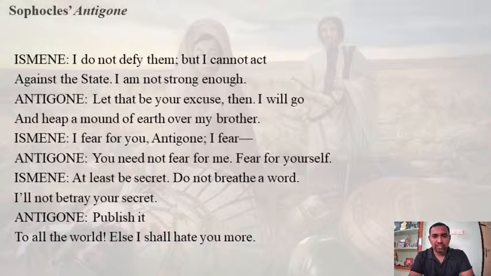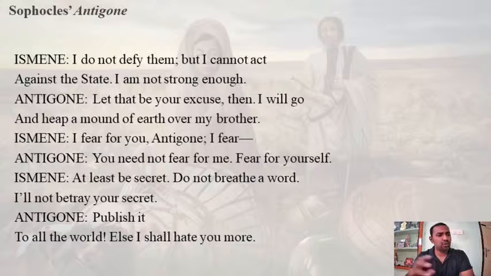Okay, we have the conversation continuing between Antigone and Ismene. Antigone, you need not fear for me, fear for yourself. Ismene, at least be secret. Do not breathe a word. I will not betray your secret. And look at Antigone's response. Publish it to all the world, else I shall hate you more.